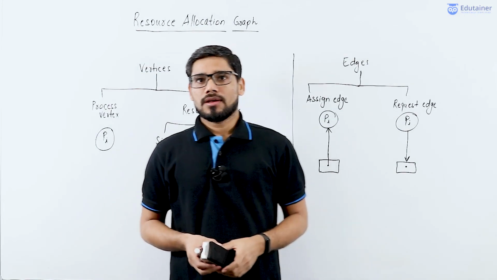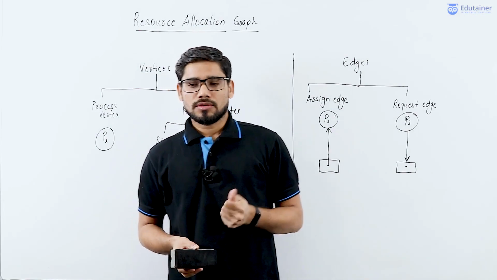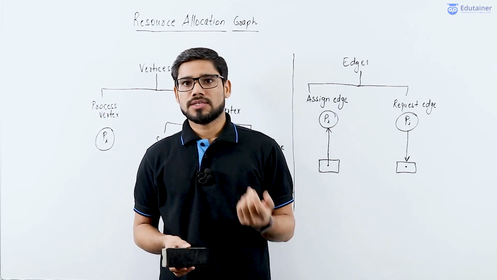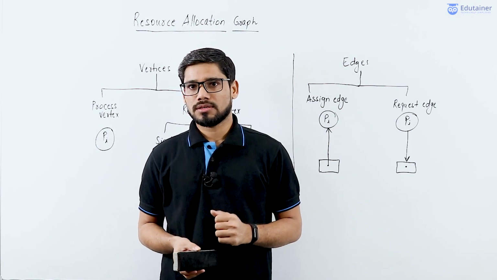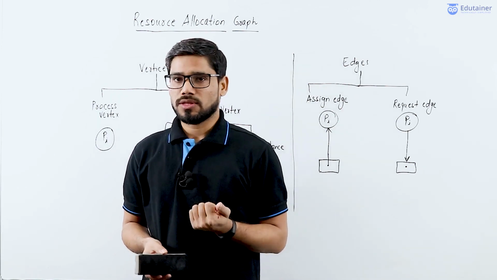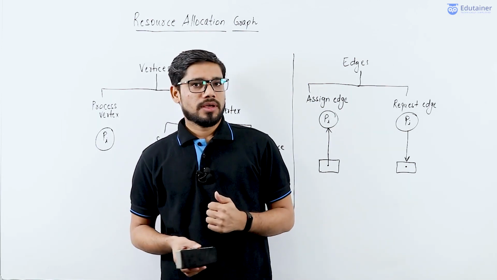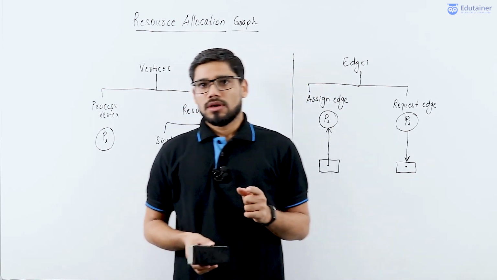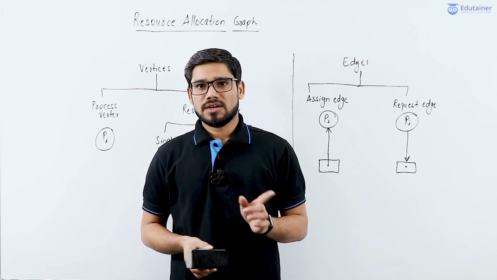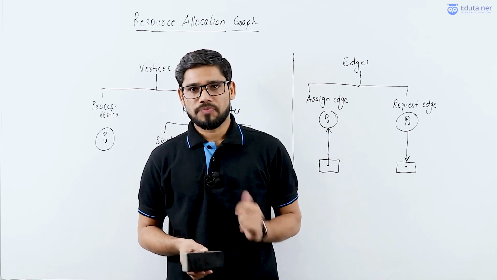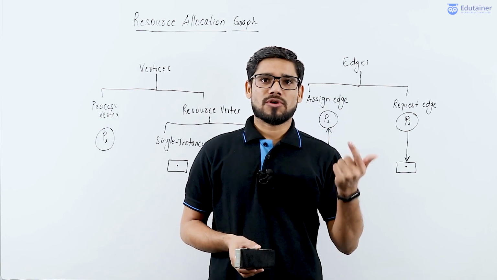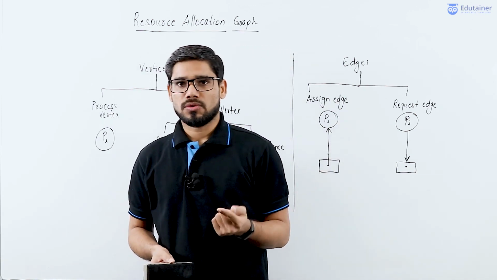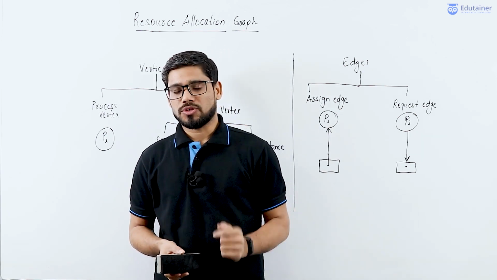Hello everyone. In the previous videos, we have seen three different strategies for handling deadlock. The first one is deadlock ignorance, in which we use the ostrich approach to ignore the deadlock. The second one is deadlock prevention. In deadlock prevention, we disable at least one necessary condition which causes the deadlock problem. The necessary conditions for causing deadlock are mutual exclusion, hold and wait, circular wait, and no preemption.